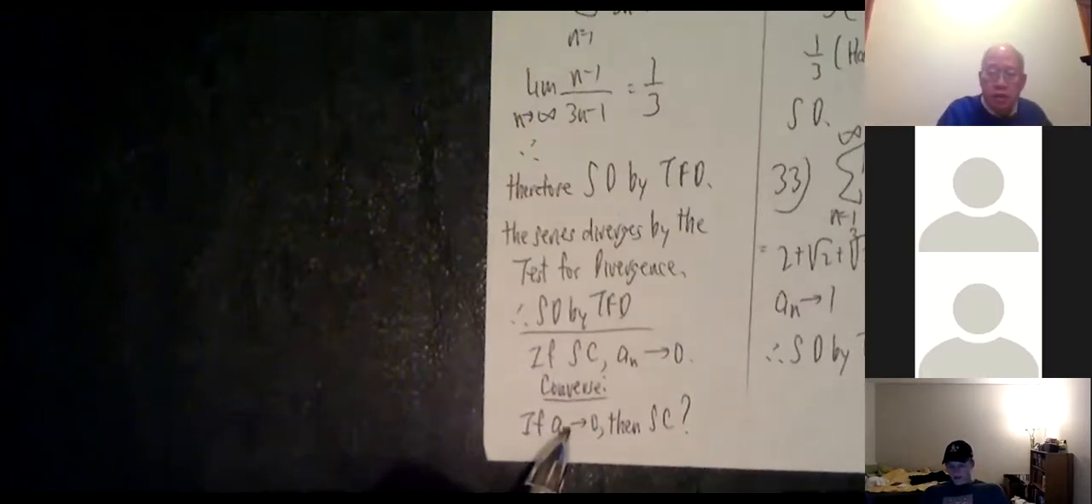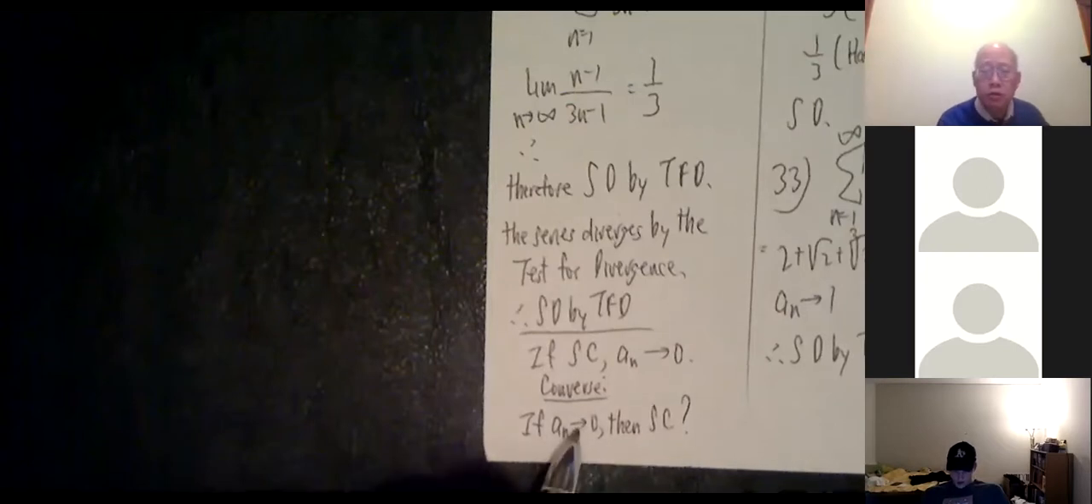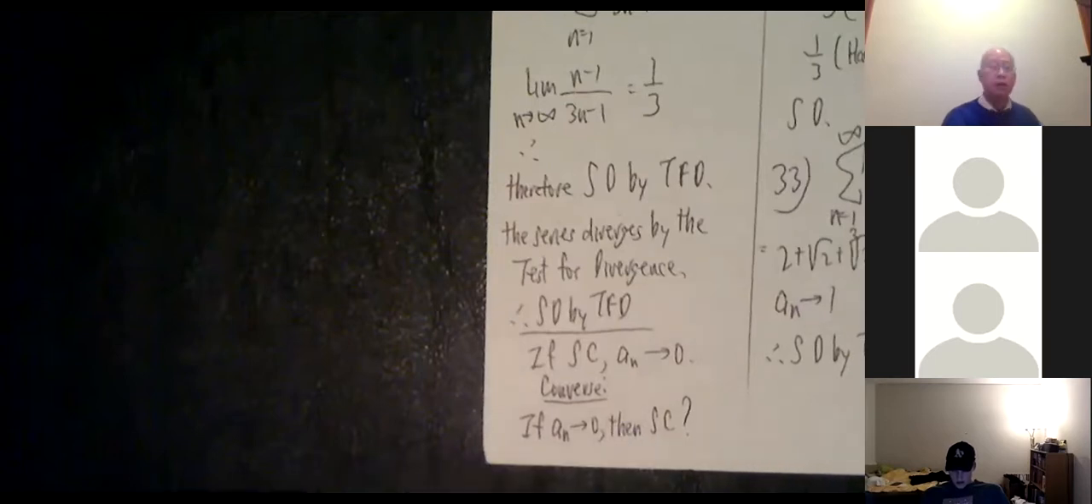If the A sub n's, the terms, approach 0, does the series automatically converge? Or another way of saying it: is it possible for the individual terms to approach 0, but the series does not converge? That's the question, and I'll leave you hanging right now. I was going to stop right there. I'll answer that question next time on Thursday, but that's as much as I was going to discuss right now.